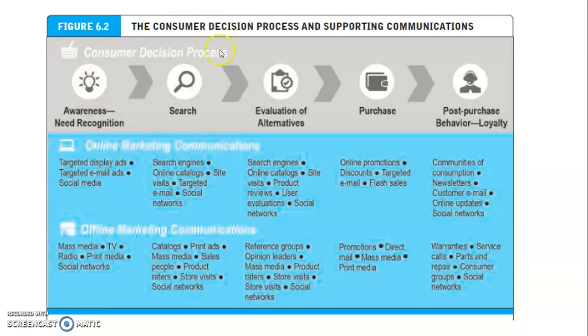In the search stage, if we are buying offline, then the catalogs which are available, the print ads which we see, the mass media, the salespeople who approach us, the product raters, our visits to a store, and our physical social networks become important factors which help us search for the alternatives.